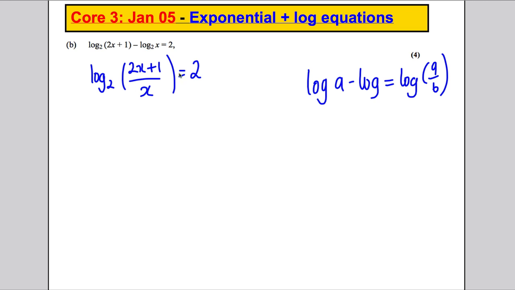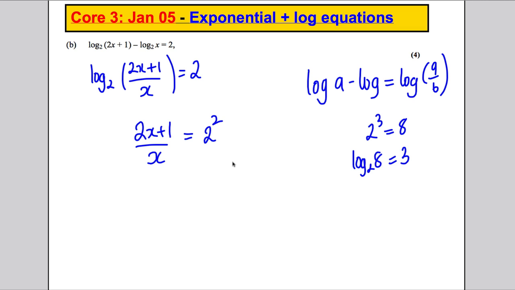You can raise both sides to the power of 2. Or you could remember I said before that 2 cubed is 8. So therefore log base 2 of 8 is 3. You have log base 2 of something is 2. So therefore this is the same thing as saying that 2x plus 1 over x is equal to 2 squared. And we can solve this. So 2x plus 1 over x must equal 4.